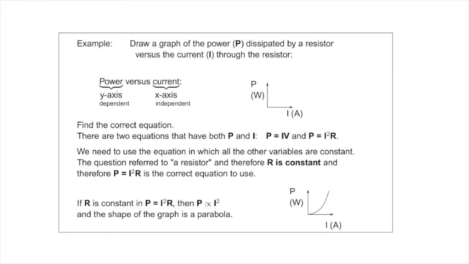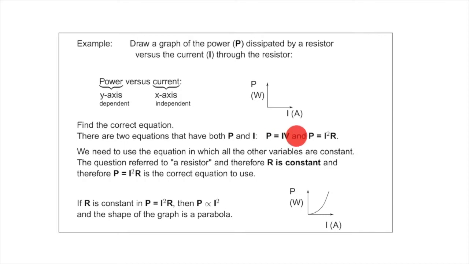We go from the graph to the relationship, but you can also go back. We can use an equation to determine what the shape of the graph was. In this example, they tell us to draw a graph of the power P dissipated in a resistor versus the current I through the resistor. It's always y versus x-axis, so I need the power on the y-axis and the current on the x-axis. The x-axis is always my independent variable, and the y-axis always my dependent variable. Now we need to look at an equation that has both of them in there to give me the relationship.